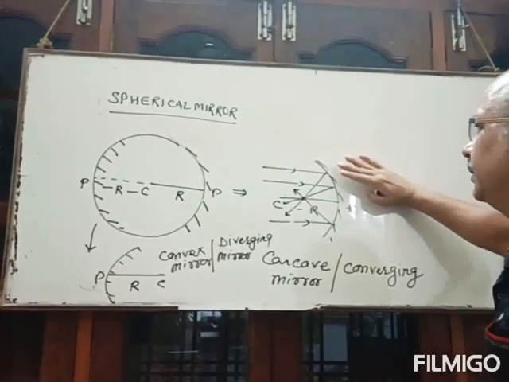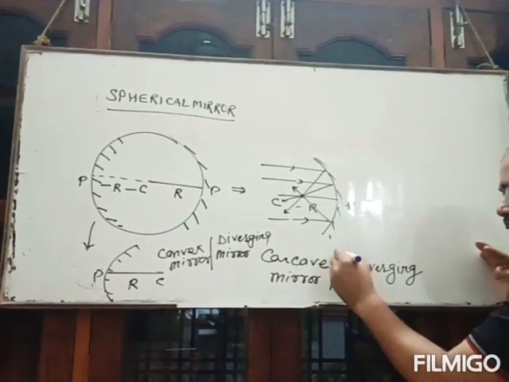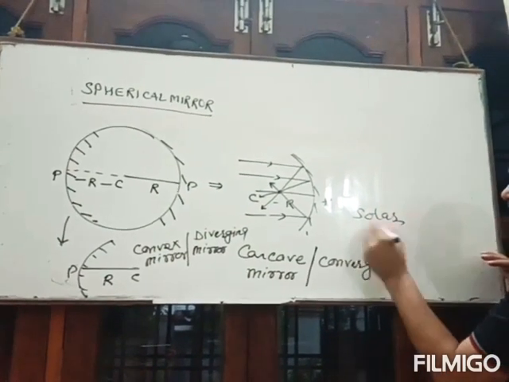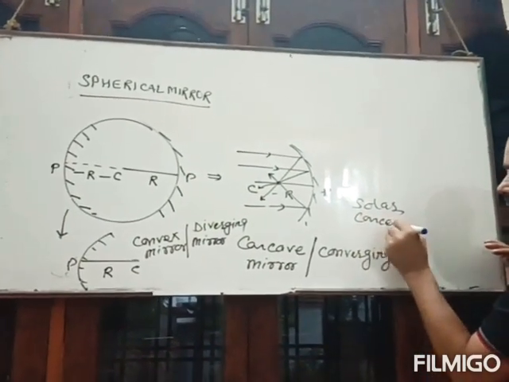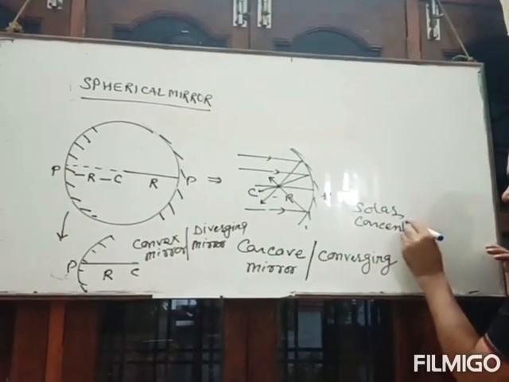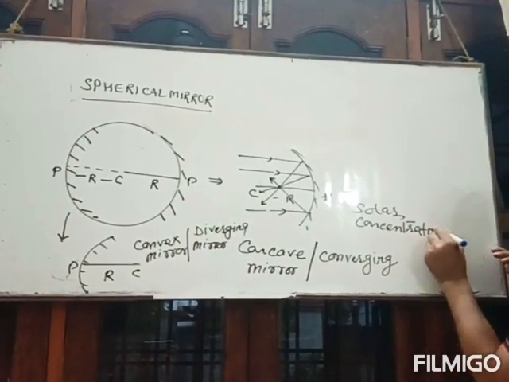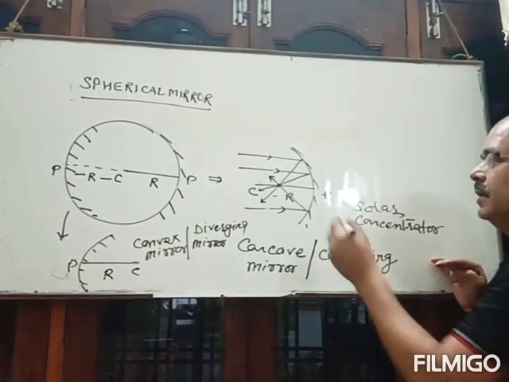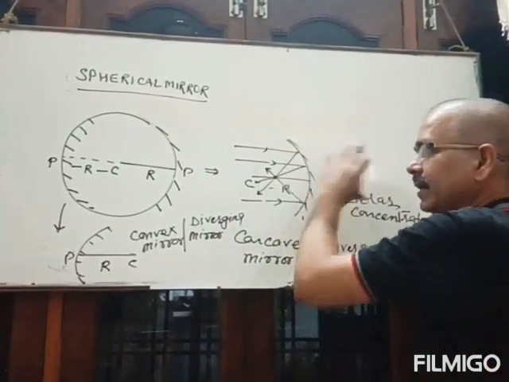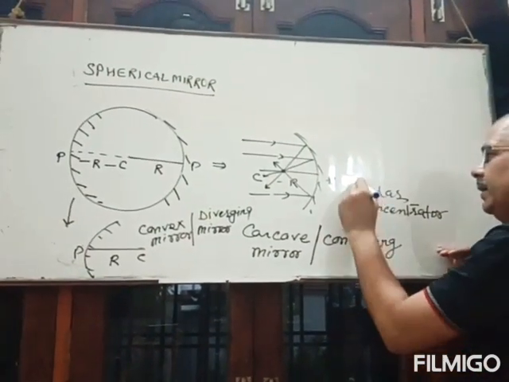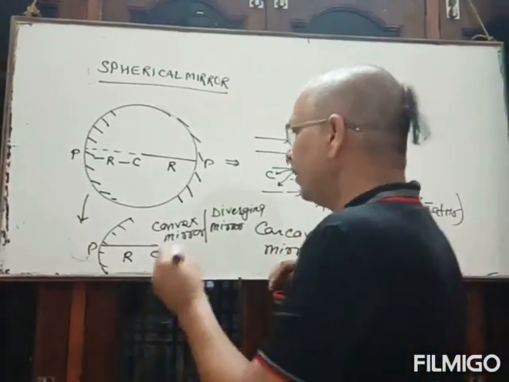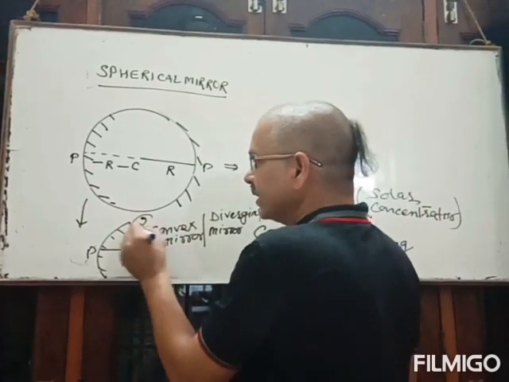Due to this reason, this mirror may be used as a solar concentrator. This question is asked in your board exam: why are concave mirrors used as solar concentrators? The answer is that light incident on it gets converged at a certain point. That's why it may be used as a solar concentrator. Now the second type of mirror is the convex mirror.